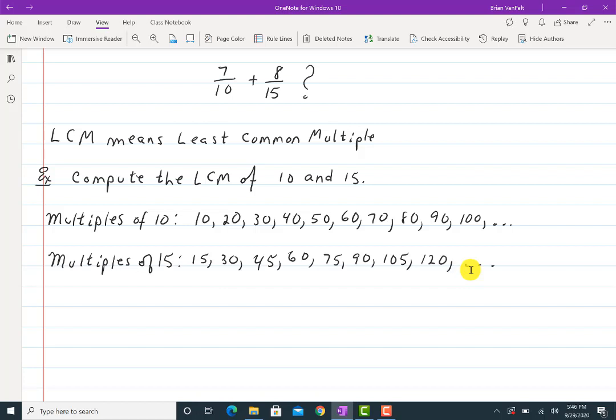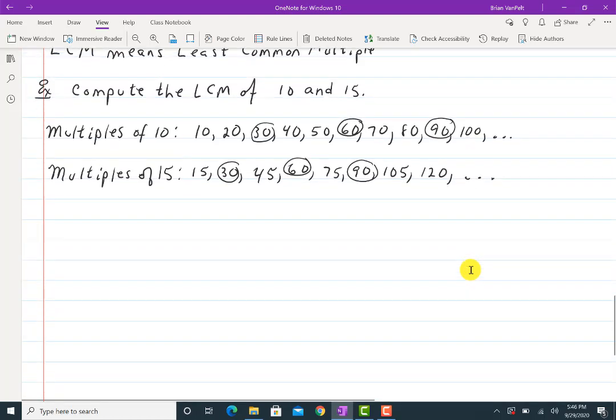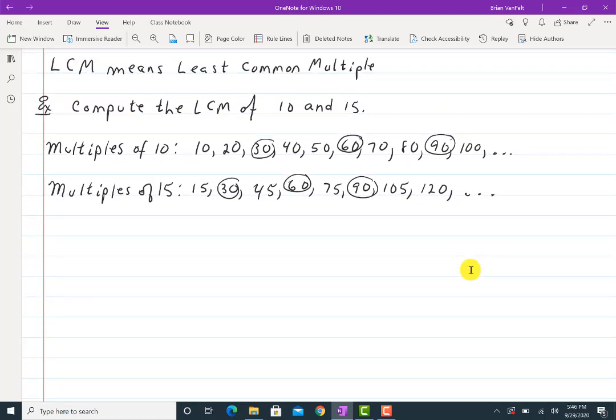So if you look, they have multiples in common, like they both have a 30. Let's see what else. They both have a 60. They both have a 90. And of course, this can go on forever and ever. So all of those that I circled are common multiples. The lowest common multiple is the smallest of these. So the LCM is the least of those common multiples. So that's 30. That's one way to do this.